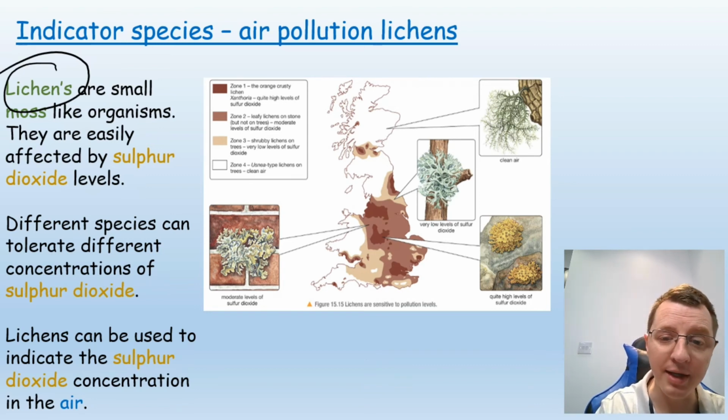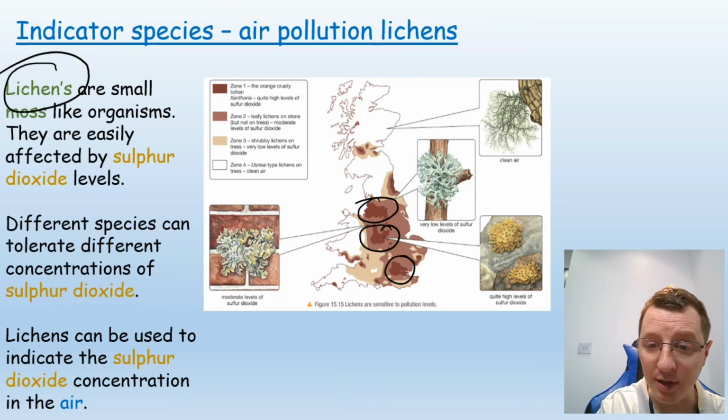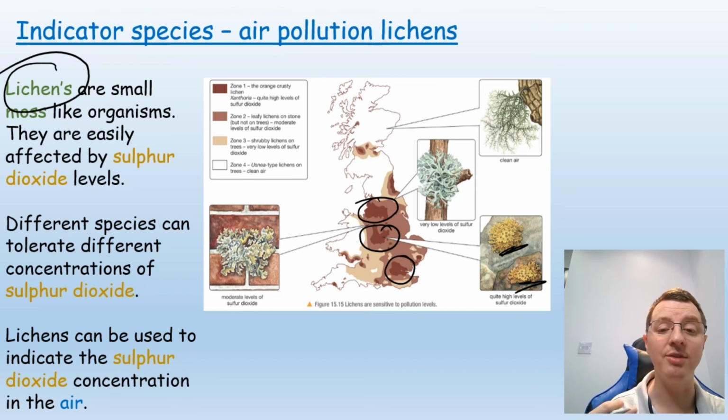For example, here, as you can see, around these three areas, the heavily industrialized areas of Great Britain, we have this particular species of lichen present, and this species is highly tolerant of sulfur dioxide levels. So if you find this species in abundance, it suggests that the air quality is very low and that there are high levels of sulfur dioxide in the atmosphere.